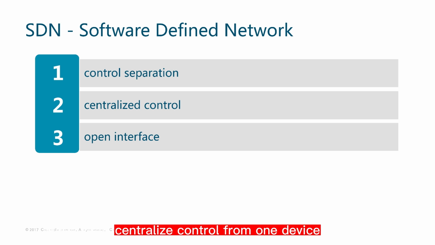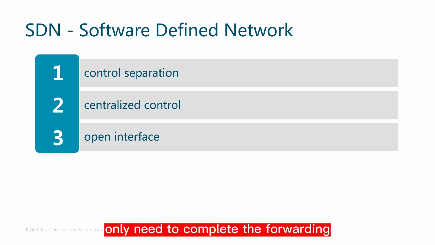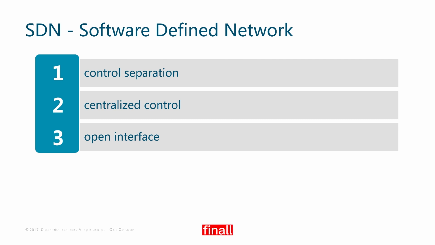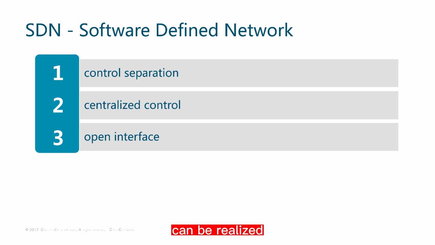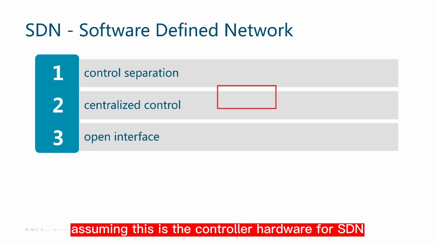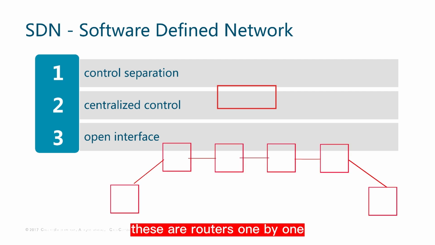Centralized control from one device. All downstream devices only need to complete the forwarding. Finally, the separation of forwarding and control can be realized. Let's simply draw a picture. Assuming this is the controller hardware for SDN. These are routers, one by one.